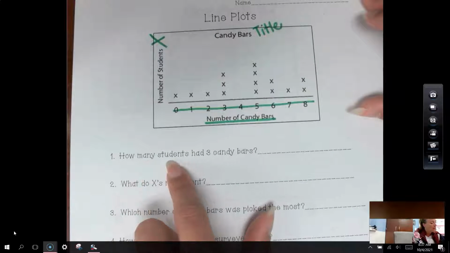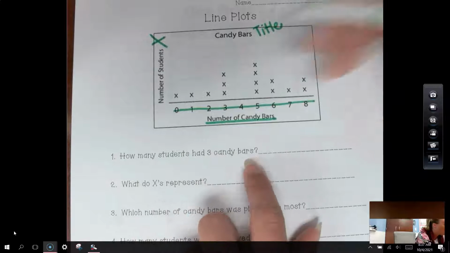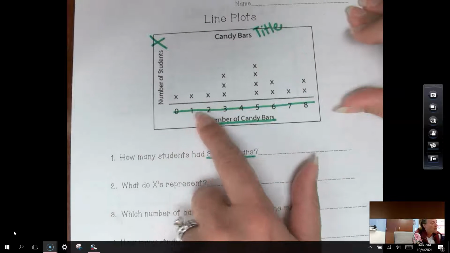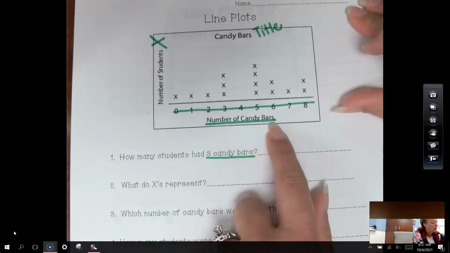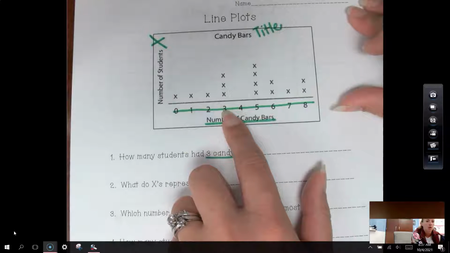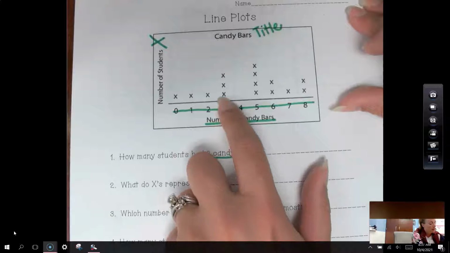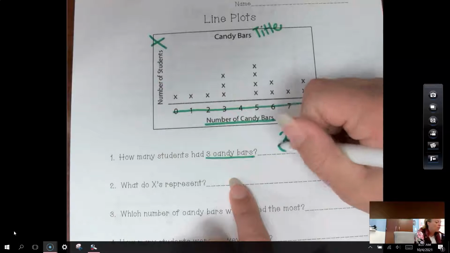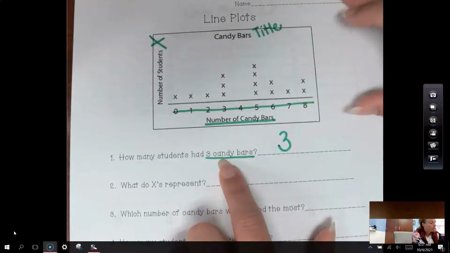How many students had 3 candy bars? Well, it said 3 candy bars. We know that these numbers represent candy bars. So I go to the number 3. X's represent people. So how many people had 3 candy bars? 1, 2, 3. 3 people had 3 candy bars.